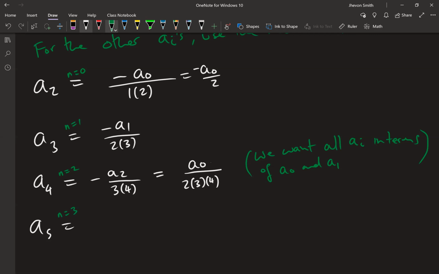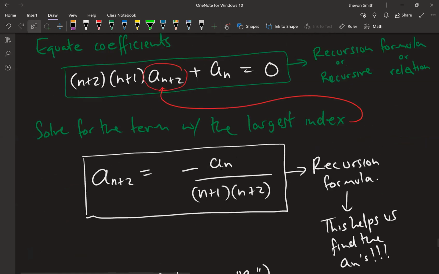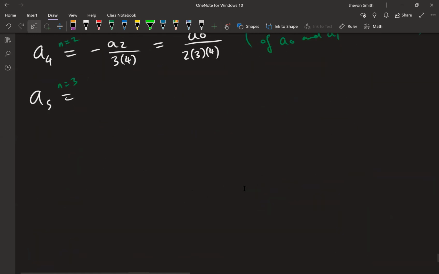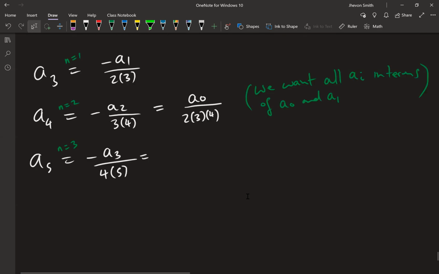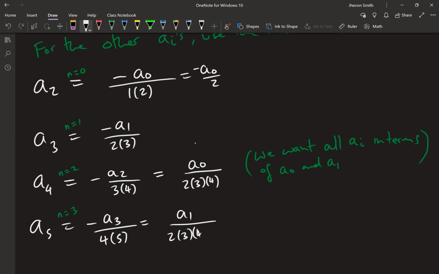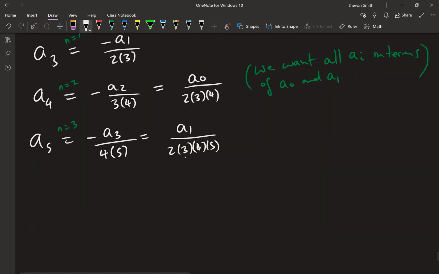For that, I'll need to plug in n equals 3. Now, if I go here and plug in n equals 3, I get minus A3 over 4 times 5. Now, of course, that's in terms of A3, no bueno. I can write A3 in terms of A1, so I can replace that. This will become positive A1 over 2 times 3 times 4 times 5. One more, and I'm not simplifying those for a reason.